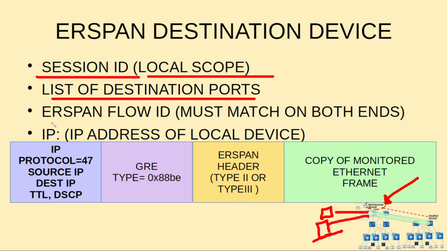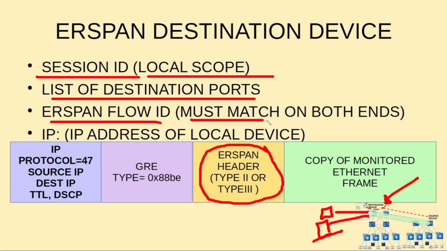We must configure the ERSPAN flow ID. Remember that the ERSPAN flow ID travels through the ERSPAN header, so this number must match on both source device and destination device. And then we have to establish what will be the IP address.